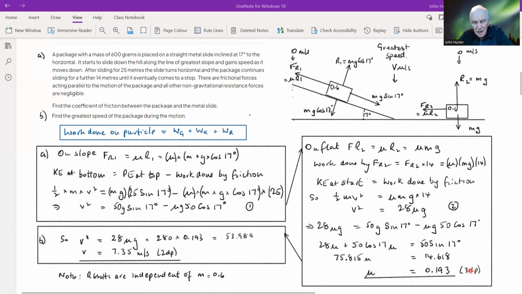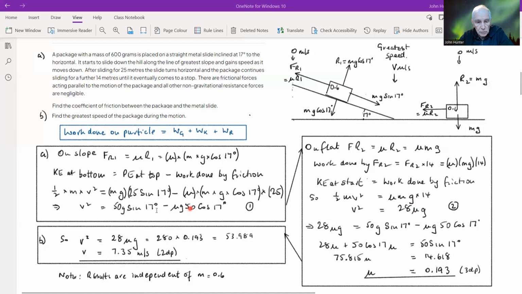Right, well, that's it really. The next bit, to actually find the greatest speed, is pretty straightforward, because all we need to do is substitute our value of mu in either of these, 1 or 2. We're going to use 2, aren't we, because it's simpler. And if we work that through, we get a value of v equals 7.35 meters per second to 2 decimal places. So that basically is it.